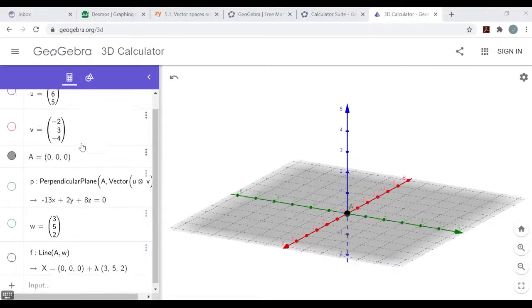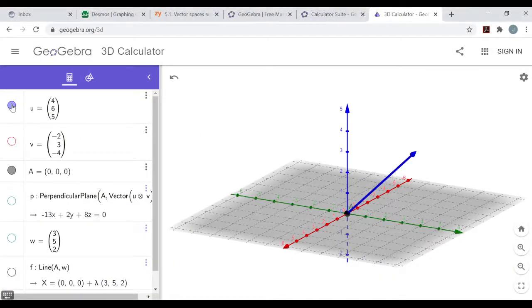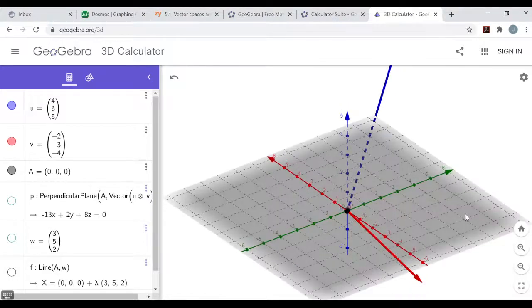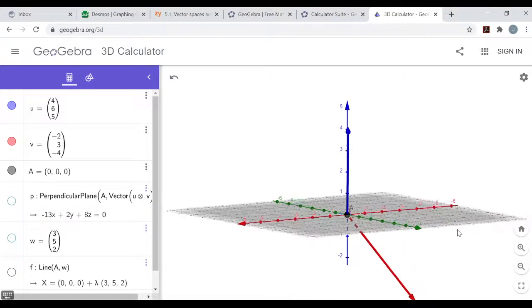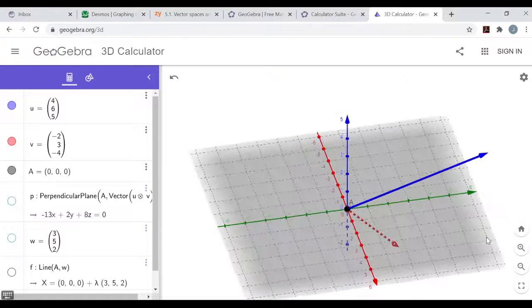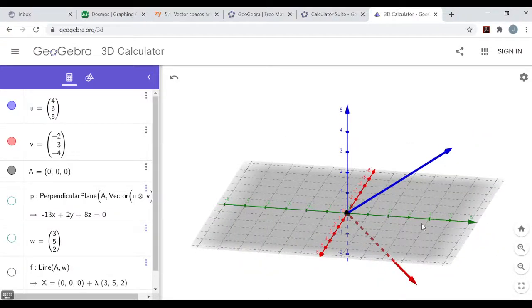All right, so I got these plugged in already. Here's (4, 6, 5), that blue vector that just popped up. Here's (-2, 3, -4), that red vector that just popped up. And again, there it is down there. It's pointing down. And can you see how, I'll draw a picture of the plane here in a second.